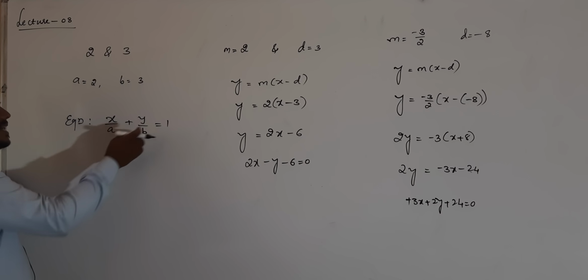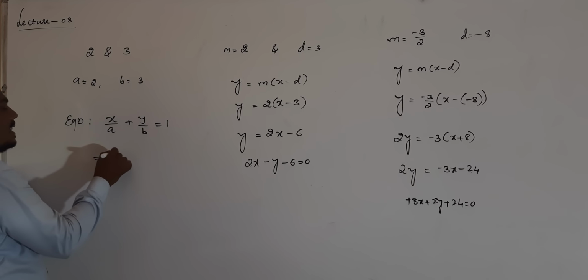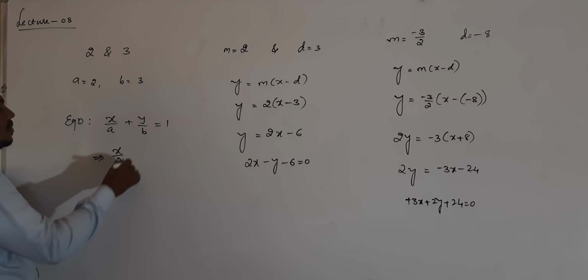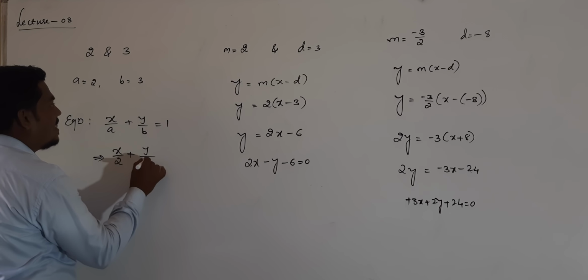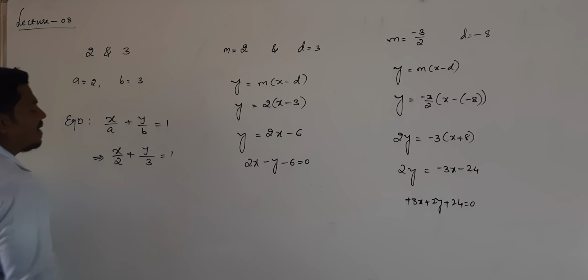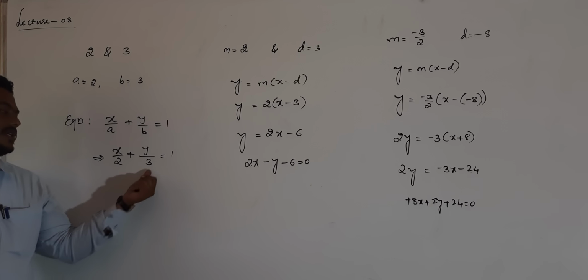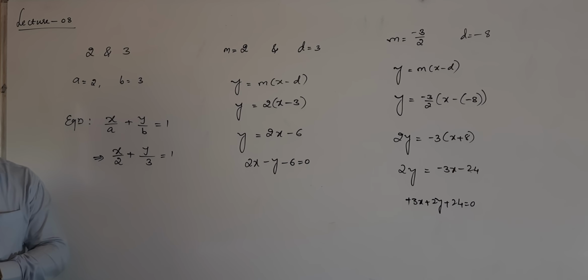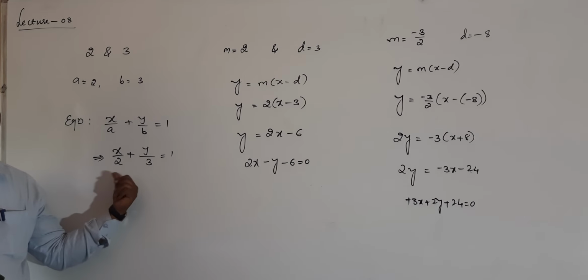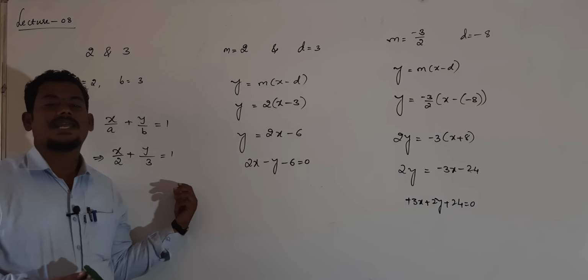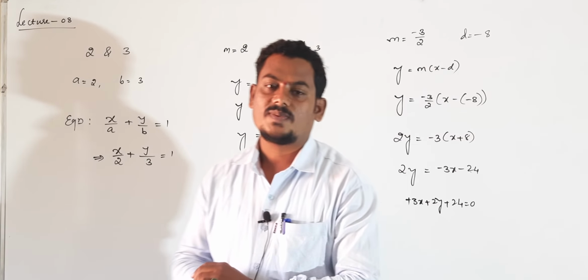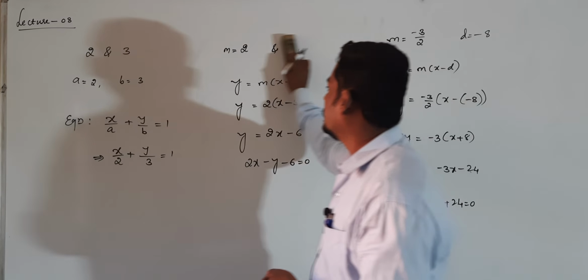Whenever x-intercept and y-intercepts are given, x divided by what is a value? 2 plus y divided by 3, that's equal to 1. This is the required equation of the straight line, or else just taking LCM and simplify, or else simply write this expression, right? This is the equation of the line whenever both x-intercept as well as y-intercepts are given.